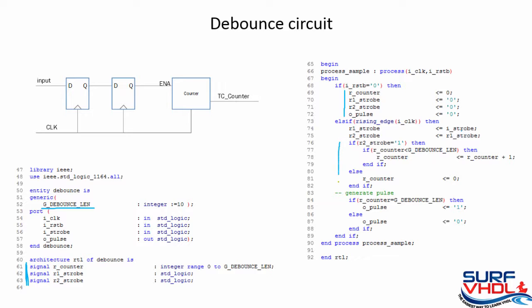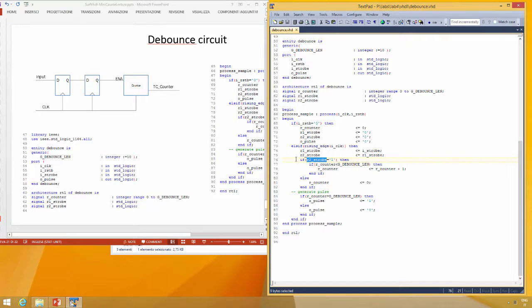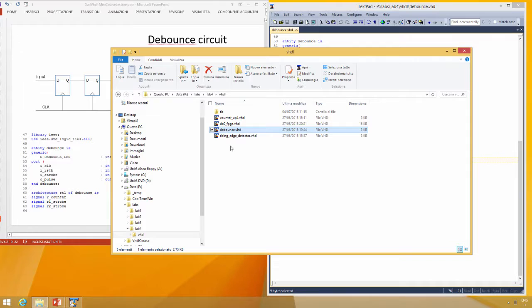So, with this logic, we filter all the pulses shorter than the bounce length. When the counter reaches the bounce length, we generate an output equal to 1. Let's see how to simulate the debounce logic.